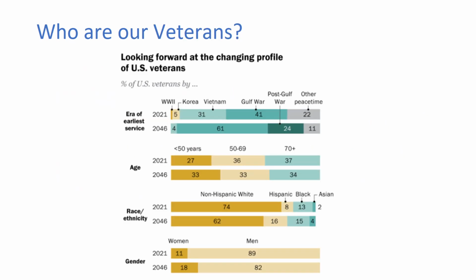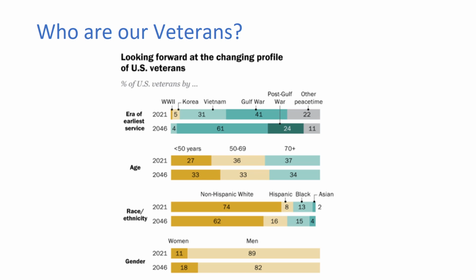Before we talk about caring for veterans, let's describe the veteran population. This is a figure from Pew Research describing the current demographics of veterans and what they project the veteran population to look like in 2046. In terms of area of service, current veterans have served in World War II, Korea, Vietnam, the Gulf War, and some during peacetime. Of the current U.S. veterans, the majority, or 41% of them, served during the Gulf War era.